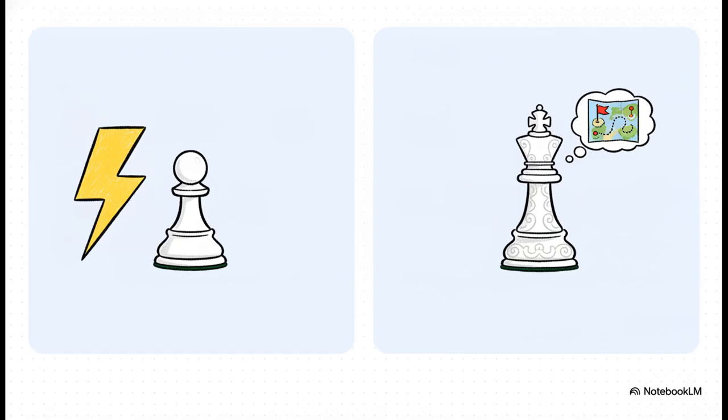On the flip side, we have planning agents. These models take a beat. They create a full, comprehensive plan before taking a single step. They're the grandmasters looking 5 moves ahead, which makes them absolutely perfect for complex, multi-step problems, like, say, researching and writing a massive market report.